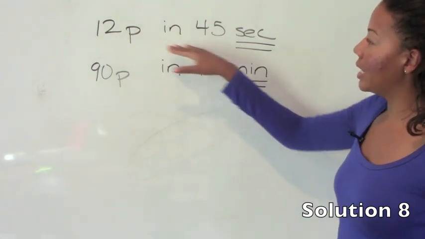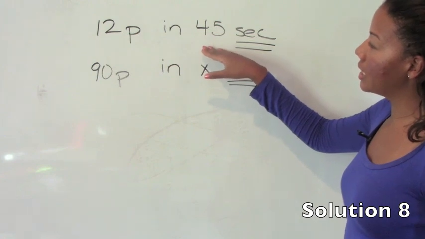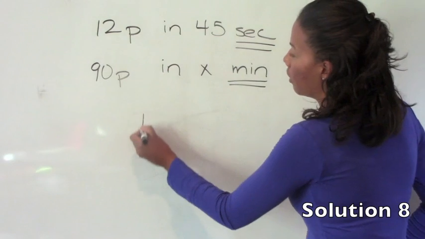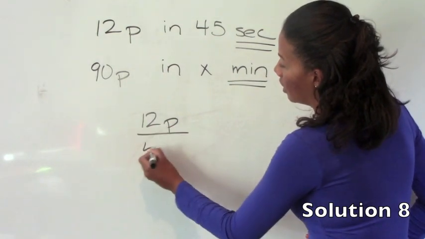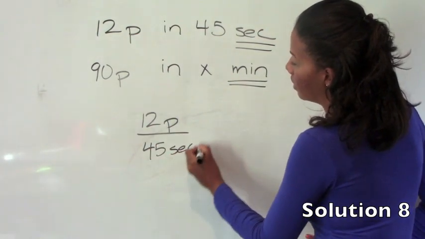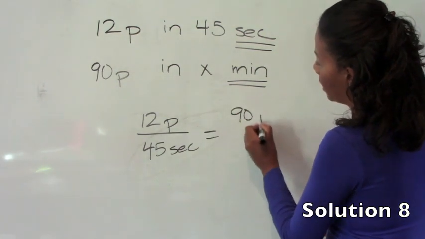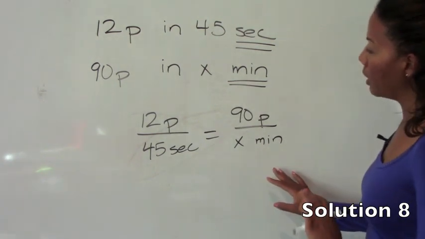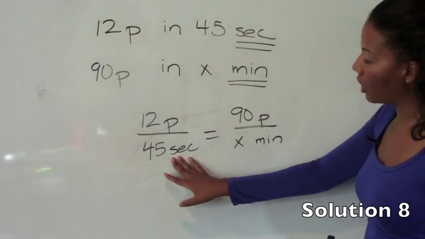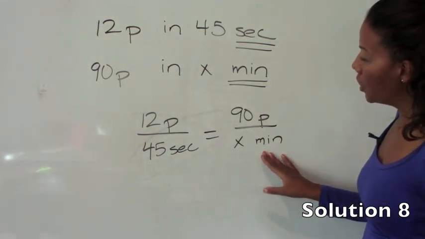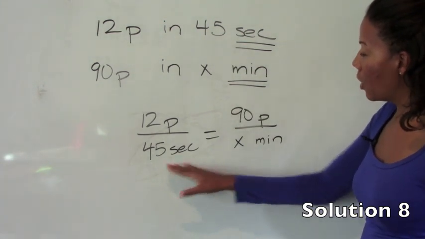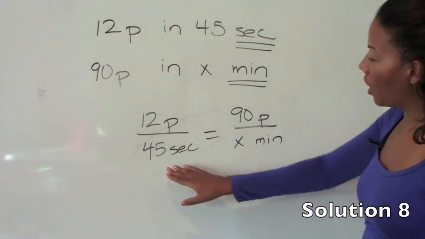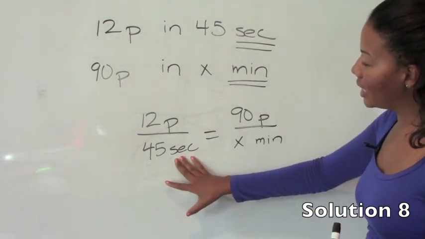Since this is a rate given to us that is going to be consistent throughout her reading, we can set up a proportion. Okay? So 12 pages in 45 seconds is like reading 90 pages in X minutes. Okay? At this point, before we cross multiply, we want to make our units the same in the denominator. So we can change the seconds into minutes, or we can change the minutes into seconds. Okay? It does not matter which. So I'll go ahead and change these seconds into minutes.